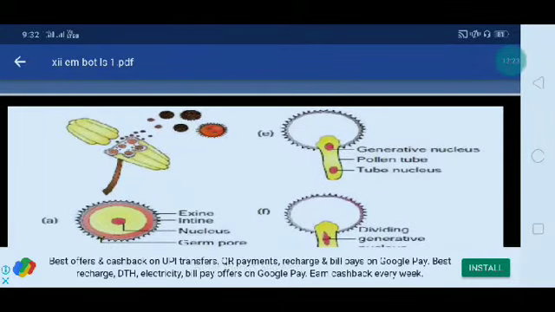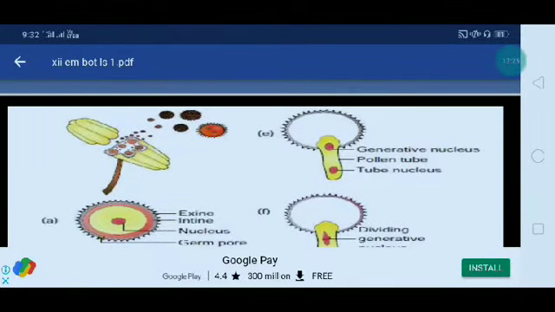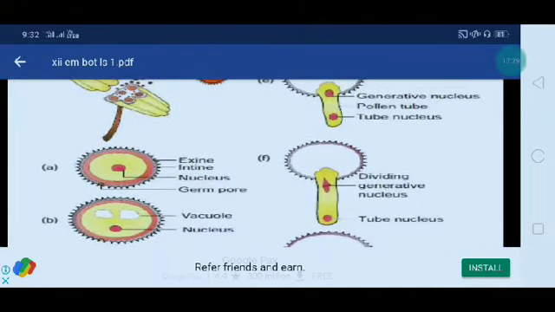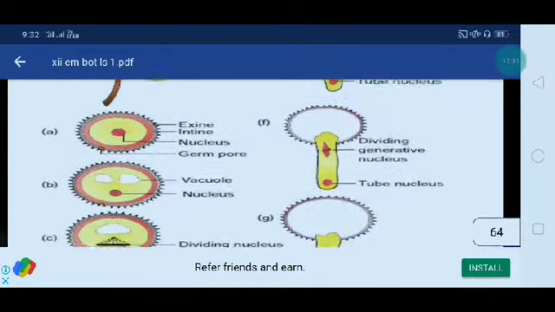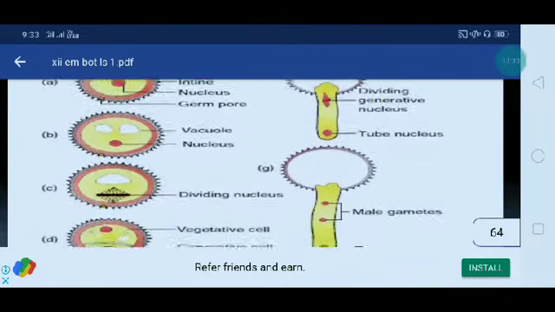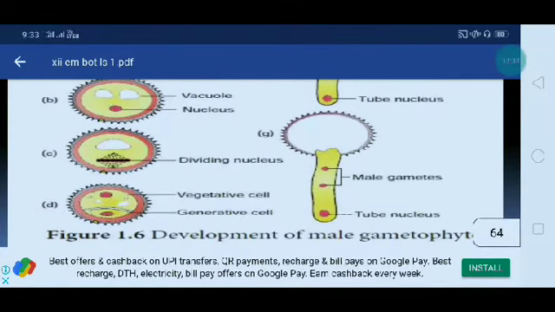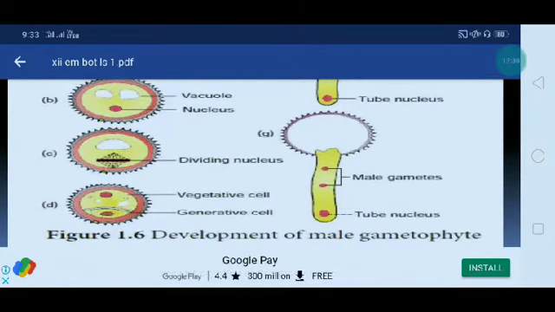You can see there is a structure. In an anther, you can cut the anther. There is a round shaped structure. Exine, intine, and nucleus, germ pore is there. Then vacuole and nucleus. That nucleus is divided mitotically. Dividing nucleus, then vegetative and generative nucleus, irregular.